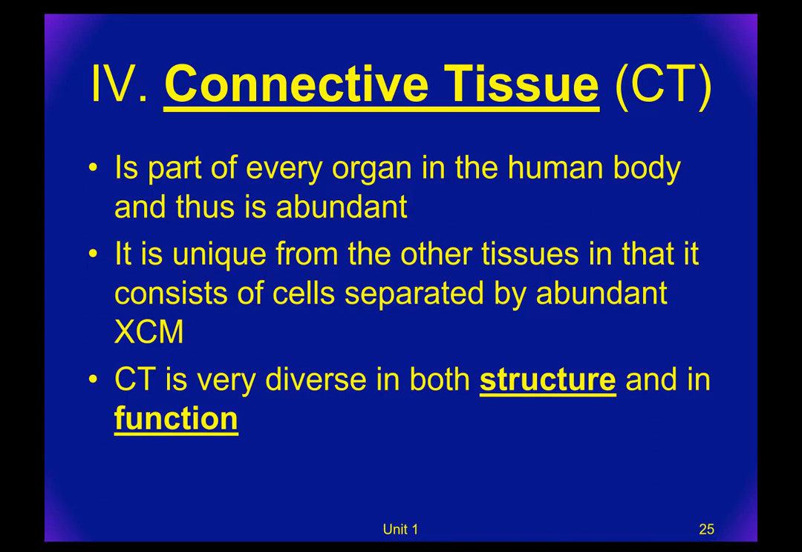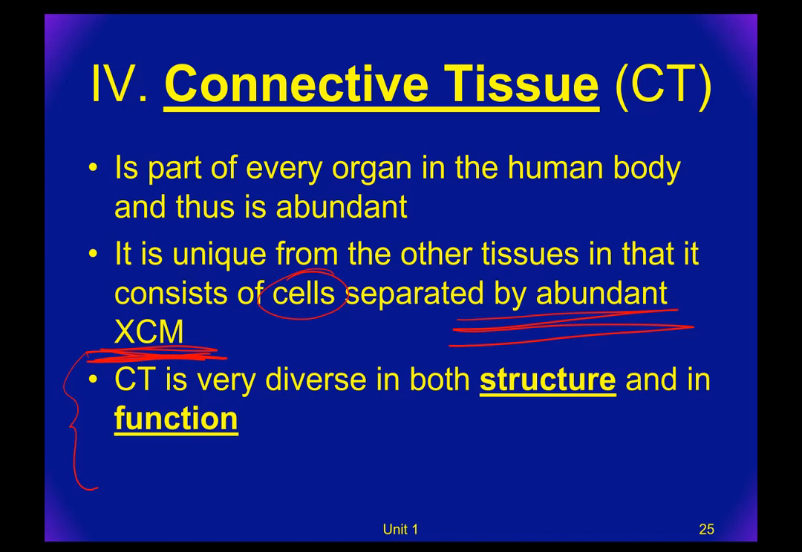It is unique from the other tissues, which is why we put it in this category, in the fact that you've got cells, but there is a lot of matrix. There's a lot of that extracellular matrix. So unlike our epithelial tissue where you had cells packed on cells and not a lot of stuff in between, this has cells, but they're kind of spread out, okay? Connective tissue is very diverse, though, in both structure and in function.